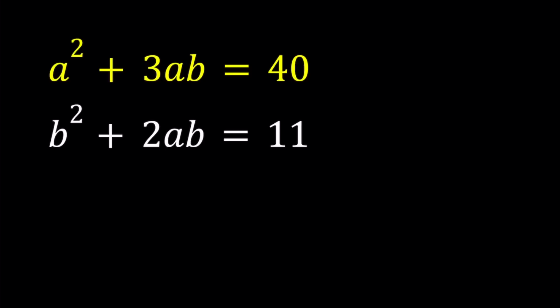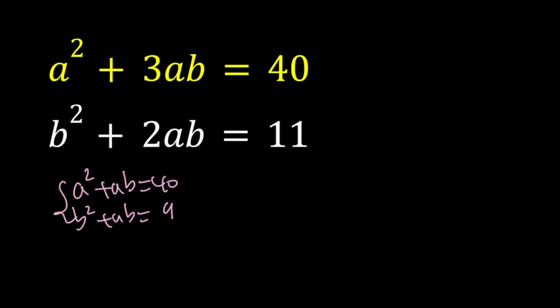So if we had something like this, a squared plus ab is equal to 40 and b squared plus ab is equal to 9, it would be super nice. You know why? Because we could add these up and we would get a plus b quantity squared equals 49, and then we could go for a plus b, and then we could factor this, and so on and so forth. That would be really easy.